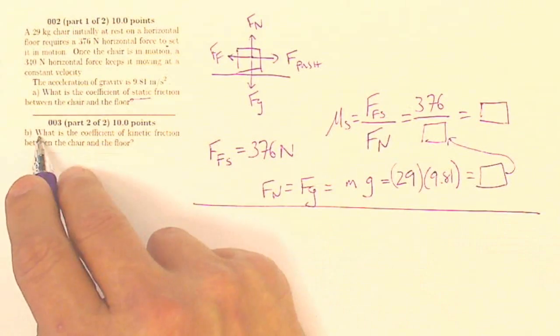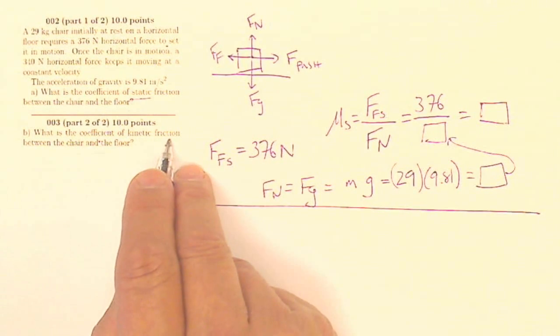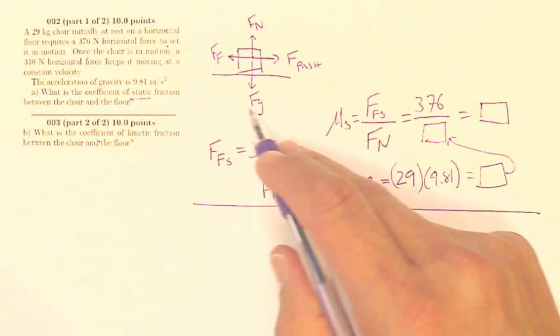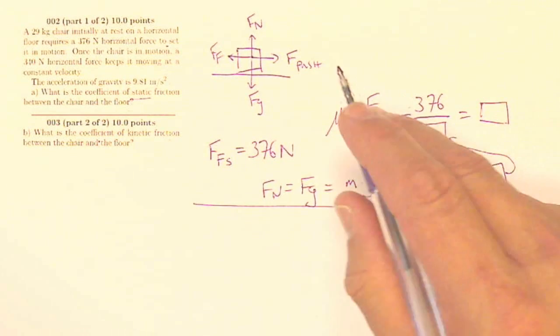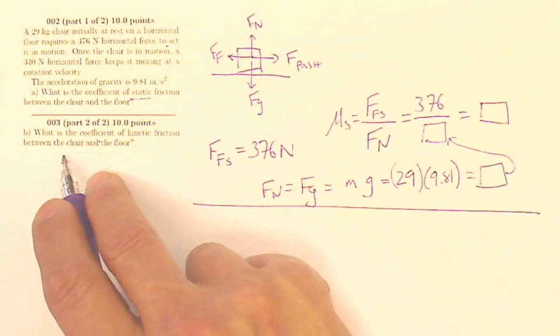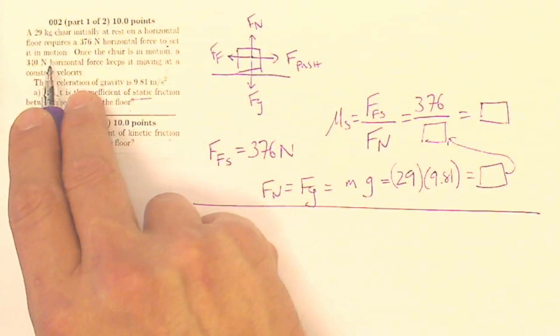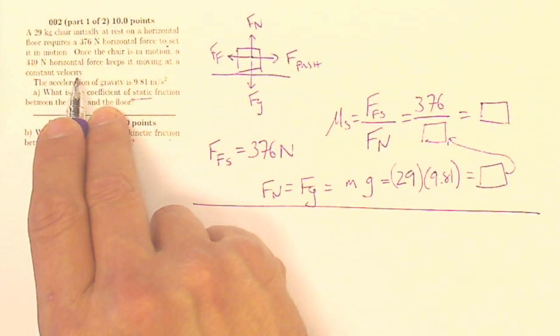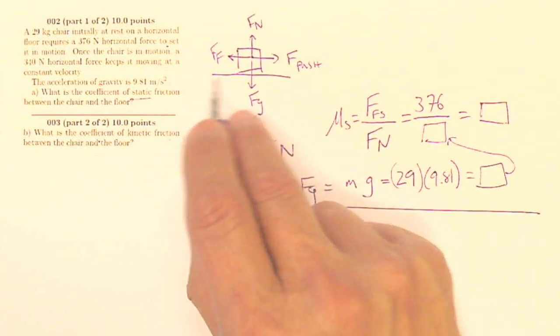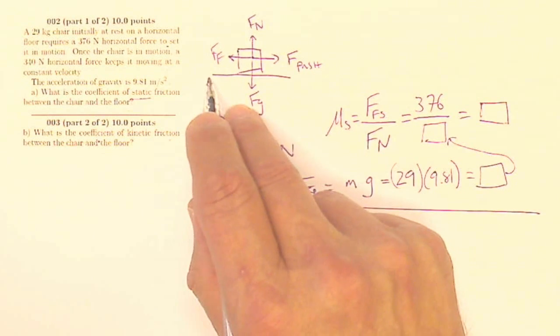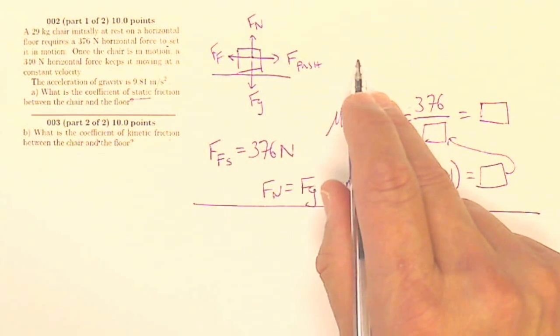Now, the next problem says, what is the coefficient of kinetic friction? Well, I've got the same free body diagram, but now it's in motion. So again, my push force to keep it moving at a constant velocity keeps it moving at a constant velocity. Well, that means that these two forces will be balanced. My push force is going to equal my friction force moving at a constant velocity.